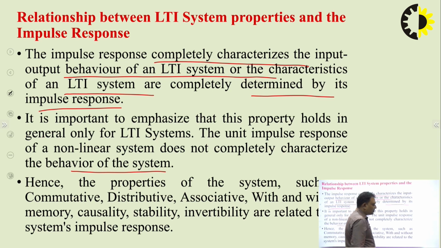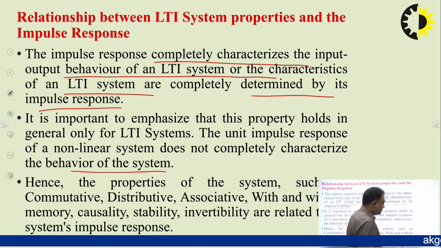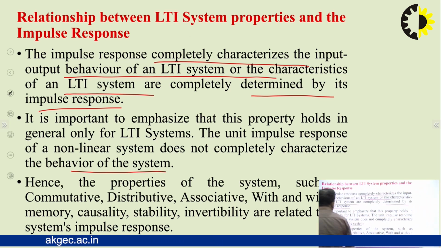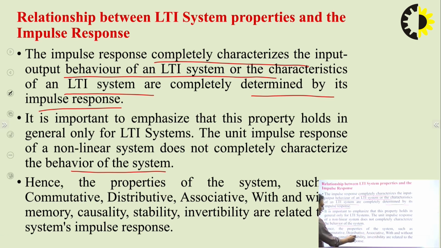So here we are discussing the impulse response. Impulse response means if you take an LTI system and apply an impulse signal to it, the output is the impulse response. Okay, so this is only applicable for LTI systems. This is not applicable for systems which are non-linear. Hence the properties of the system such as commutative, distributive, associative, with and without memory, causality, stability, invertibility are related to the system's impulse response. Means if we have the impulse response, then we can find out these properties also.